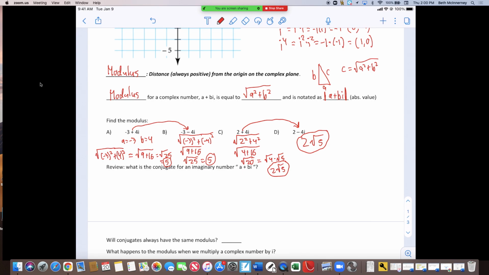So quick review, if we have a complex number, a plus bi, what's the conjugate? Yeah, the conjugate is going to be a minus bi. We flip the sign only of the imaginary.